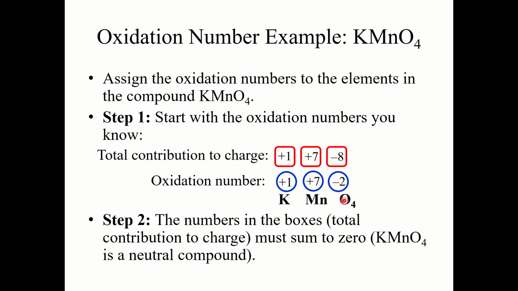I do also want to highlight here that if I asked you a question like this in the exam, where I asked you to give me the oxidation numbers of these 3 elements, these would be the answers: +1, +7, and -2. If you told me the oxidation number of oxygen is -8, that's wrong. Oxygen's oxidation number is -2. It's just its total contribution to the charge is -8 because there are 4 of them.